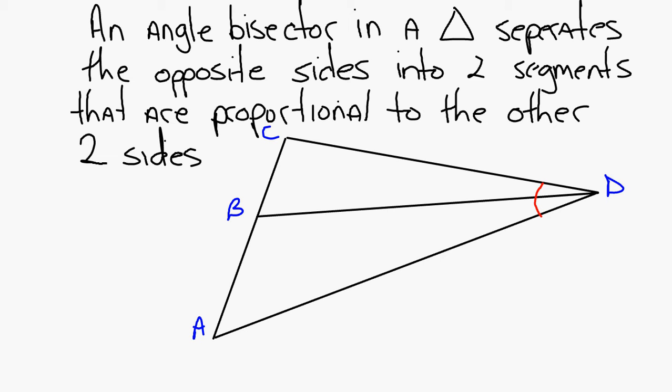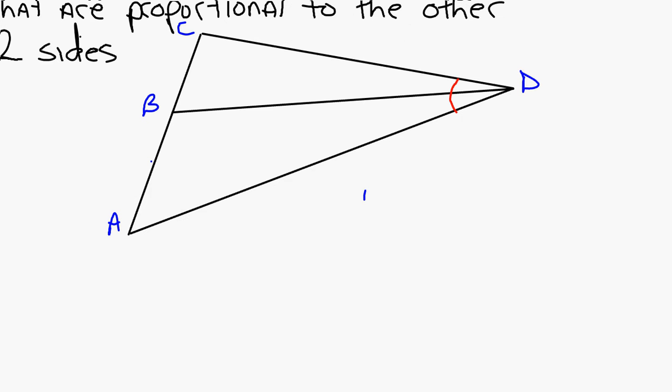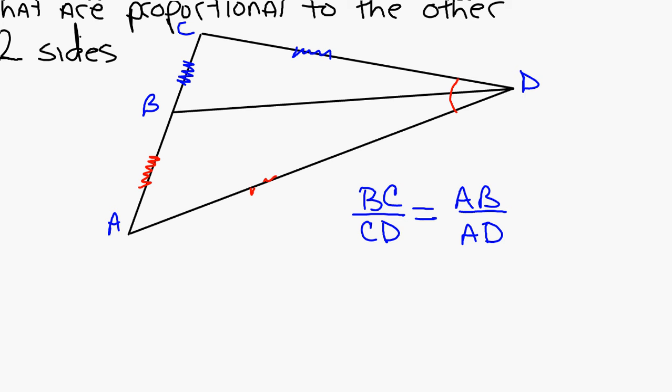Okay? So BC over CD. This piece right here over the side that it's next to is going to be equal to what? Good, AB over AD. This piece, the other piece it created over its side. Everybody all right with that?